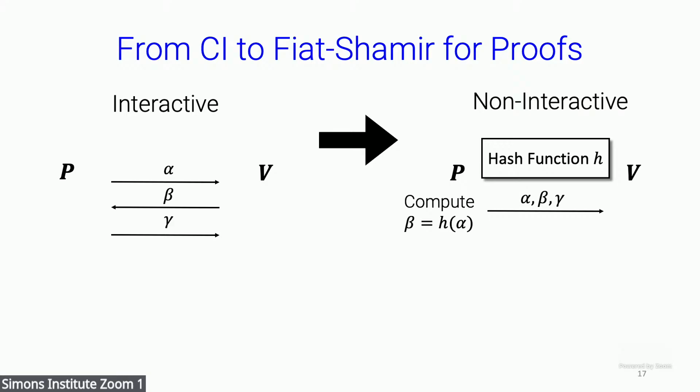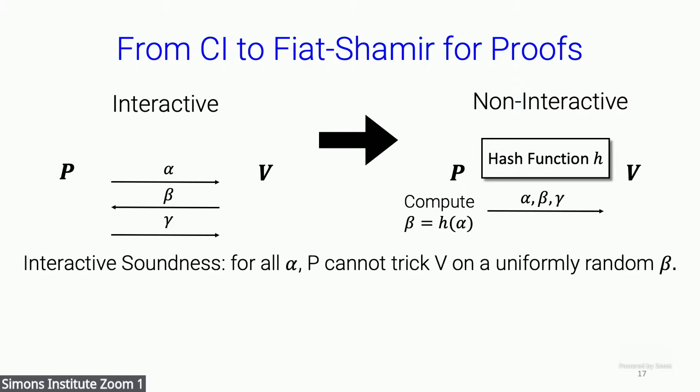Okay, so let's argue soundness here. We're starting with an arbitrary protocol on the left, which satisfies information theoretic soundness in the interactive model. What does that mean? It means that when the initial statement X is false, for every first message alpha that the prover might send to the verifier, if the verifier samples its message, beta, uniformly at random, then with high probability the prover is unable to trick the verifier into accepting afterwards. So this is just a restatement of what soundness means. I haven't done anything yet.